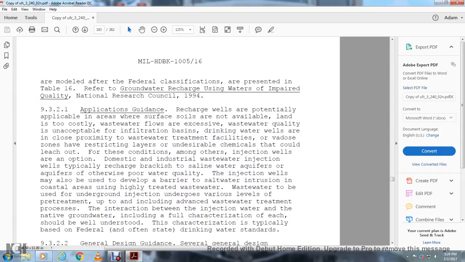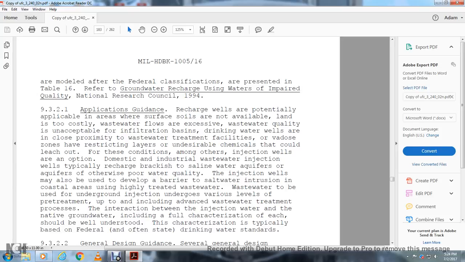Application guidance. Recharge wells are potentially applicable to areas with a surface soil that is not available to land application. It's too costly for wastewater flow with excessive wastewater quality and unacceptable infiltration basin. Drinking water wells are in close proximity to the wastewater treatment facility, and vadose zones are a restrictive layer with undesirable chemicals that could leach out. For these conditions, among others, injection wells are an option.